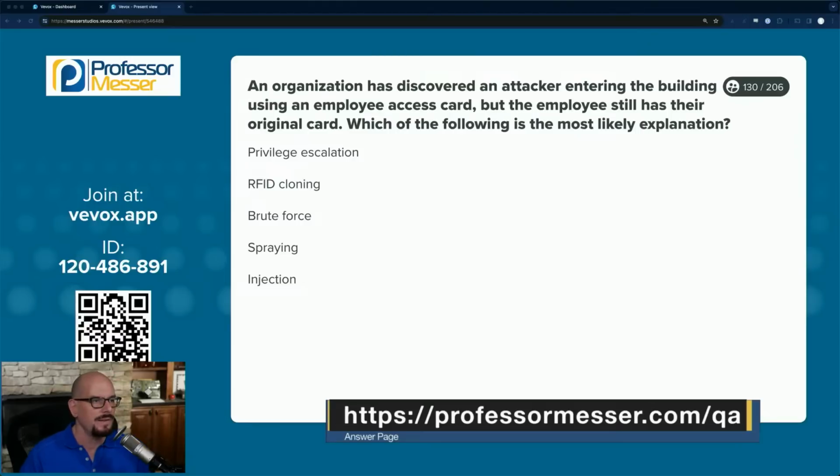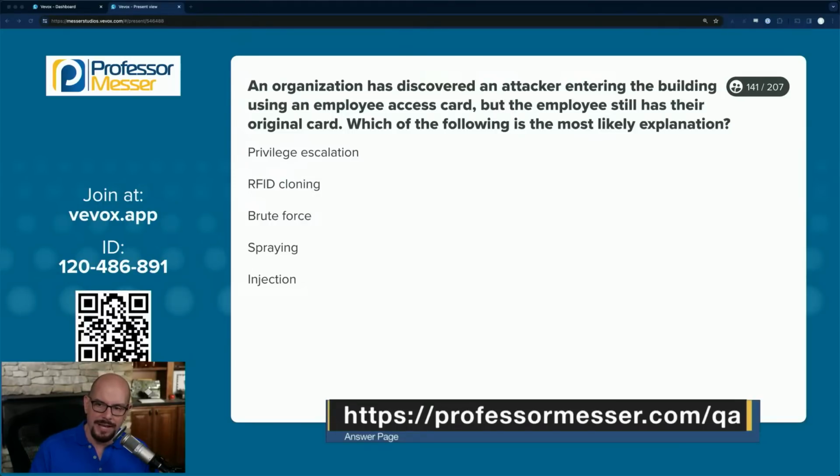See if you know the answer. Follow the link on your screen. Go to professormesser.com/QA and lock in your answer. See if you happen to know what this is. This is definitely a 701 topic, so this certainly speaks to the existing version of the exam. Let's see how you did with this one.